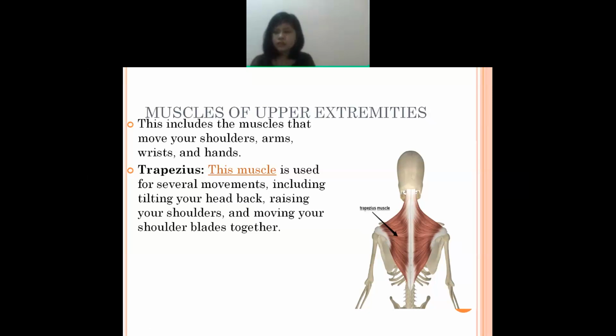Means moving your shoulder. For your better understanding, I'm just saying, the trapezius muscle, they help you in moving your shoulder. Understand? This is your trapezius muscle. Do you understand everyone about the trapezius muscle?